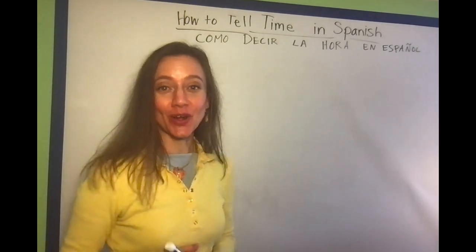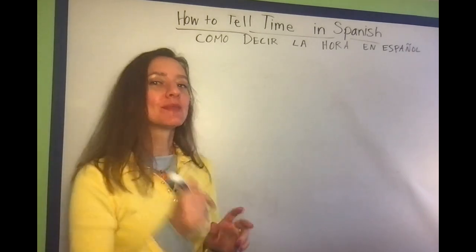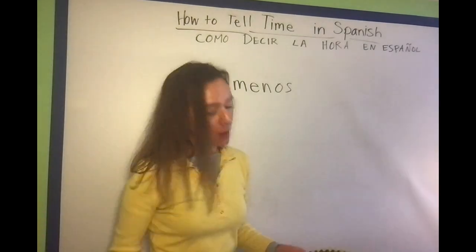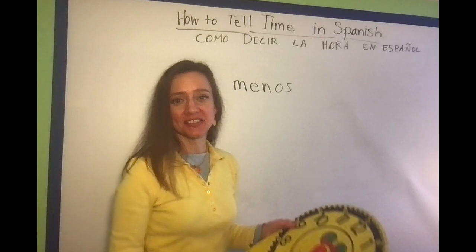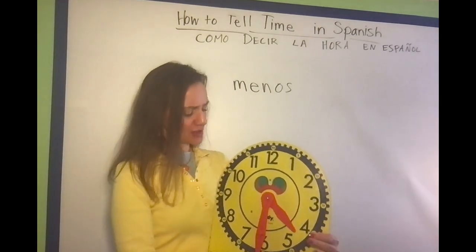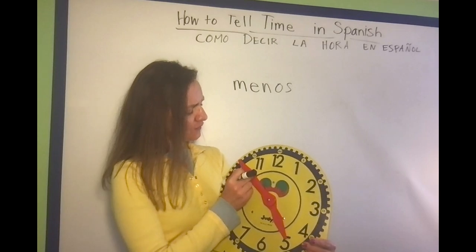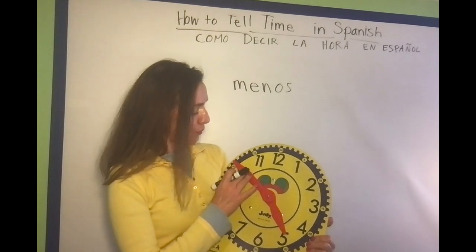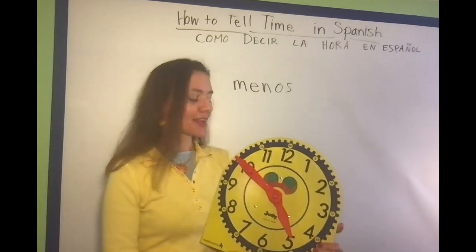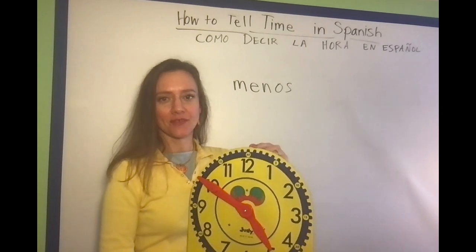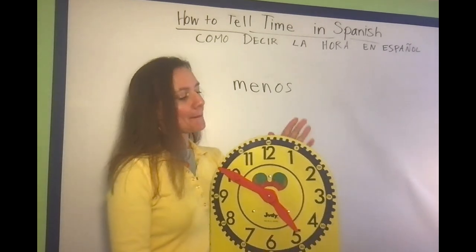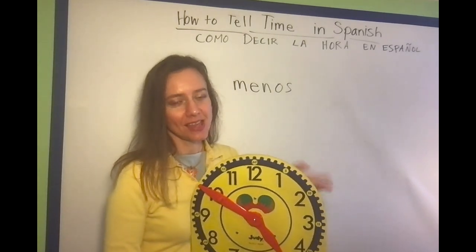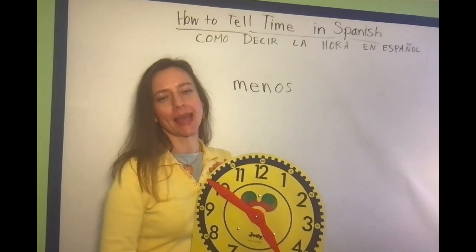Now, the next word that is super special when talking about time is this word here. Menos. Basically, it means minus. Back in the day, before we had digital clocks, people didn't want to have to try to figure out, is it like 4:53? It's kind of hard to tell on this clock. People found it easier to just say, it's 10 to 5. But in Spanish, instead of saying 10 to 5, what you're actually saying is it's 5 o'clock minus 10 minutes.